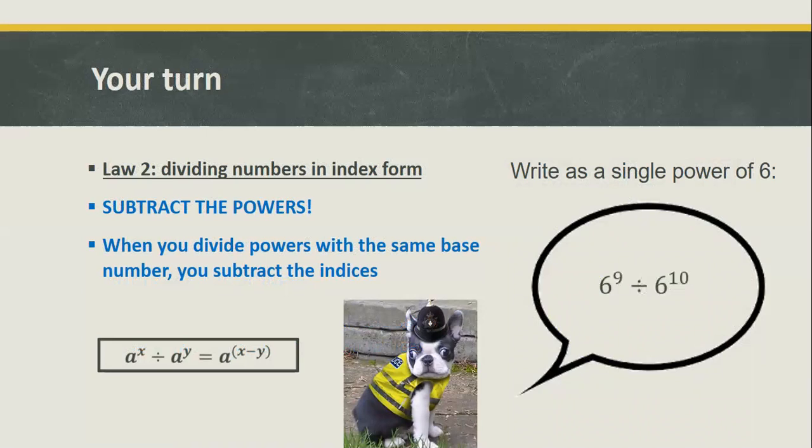Okay. And here we have 6 raised to the power of 9 divided by 6 raised to the power of 10. We are not going to make any silly mistakes here. So if your answer is 6 raised to the power of minus 1, you are correct. Good job.